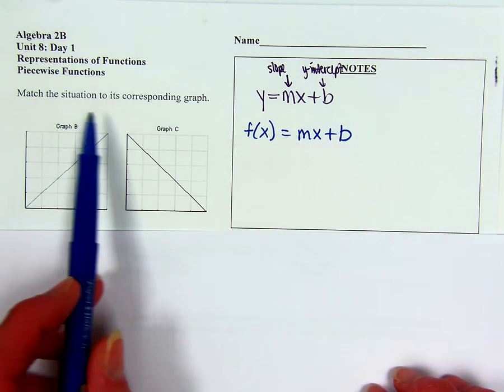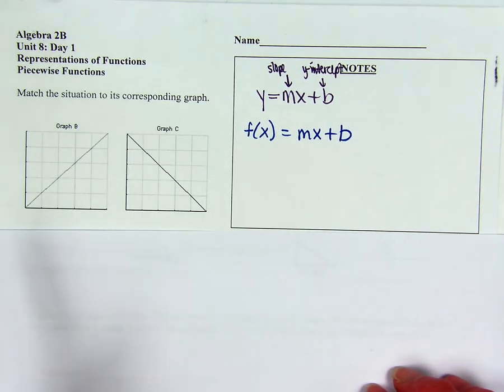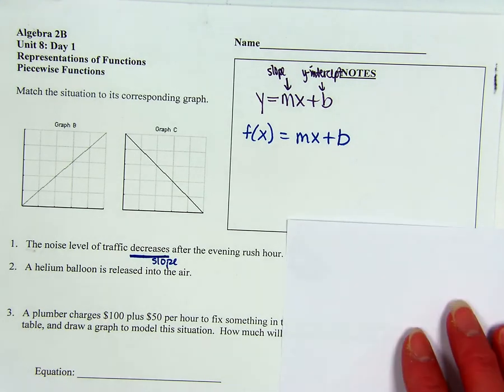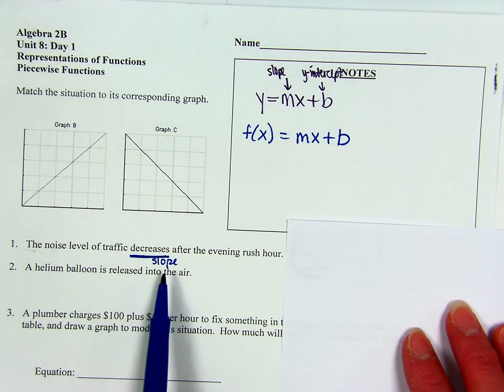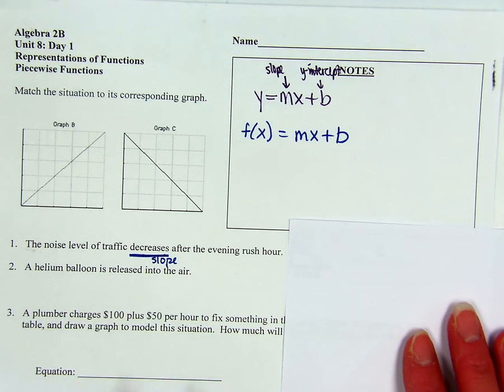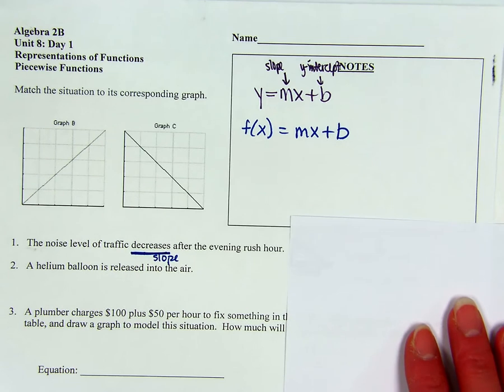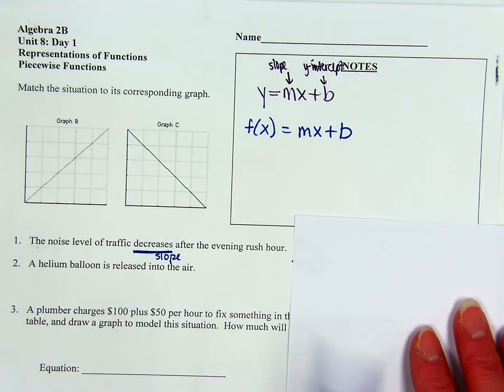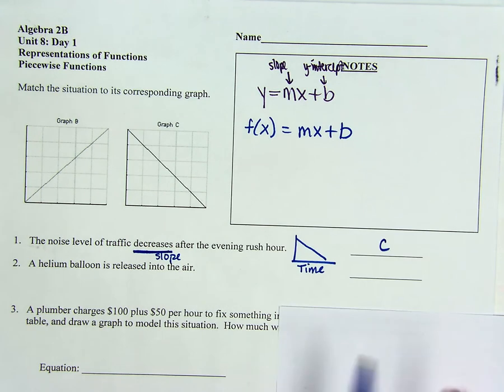So it says match the situation to its corresponding graph. So we've got these graphs, and the first situation is that the noise level of traffic decreases after the evening rush hour. So you should be thinking about slope. Which of these two graphs shows a negative or decreasing slope? Well, this one goes down and to the right, so that would be a decreasing slope. So the answer is graph C.